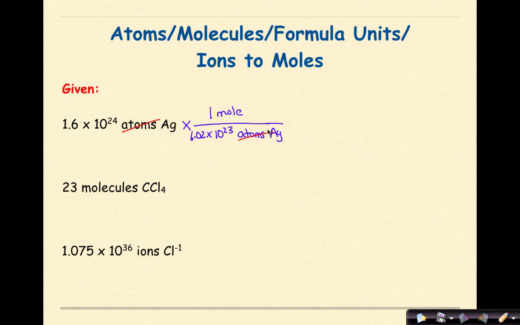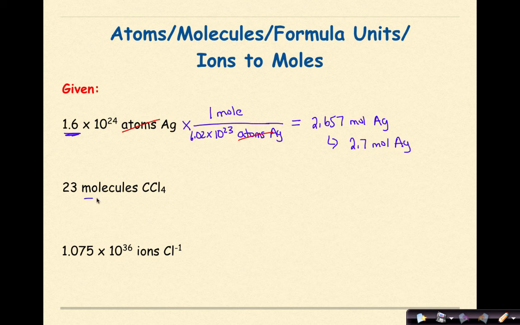Atoms cancels atoms. I'm going to do 1.6 times 10 to the 24th times 1 divided by 6.02 times 10 to the 23rd. And if you put this into your calculator correctly, if I write out the number initially without thinking about significant figures, I'm going to get 2.657 moles of silver. But again, I look at the beginning, I have 2 significant figures here, so my real answer when rounding should be 2.7 moles of silver as my final answer. Let's look at the next one.